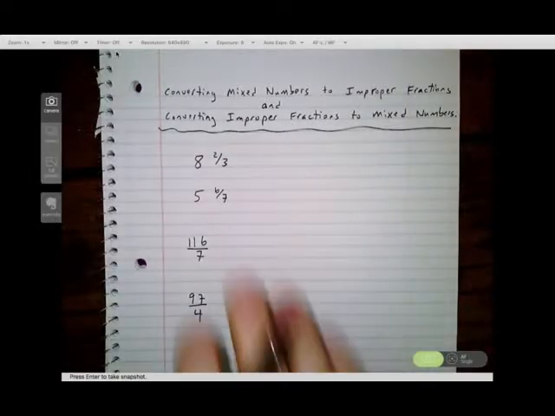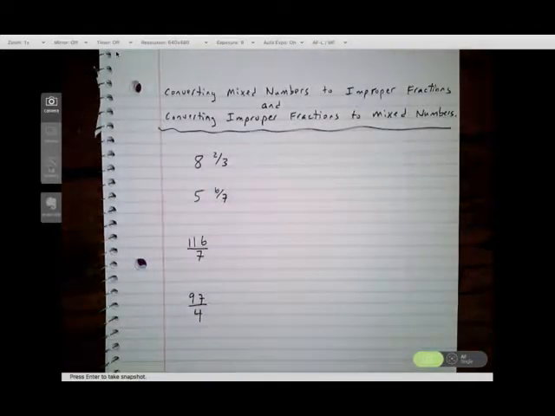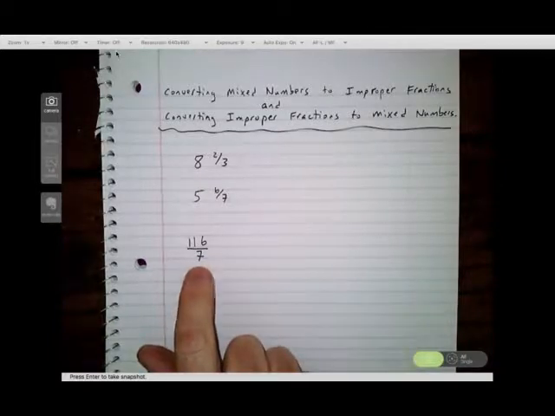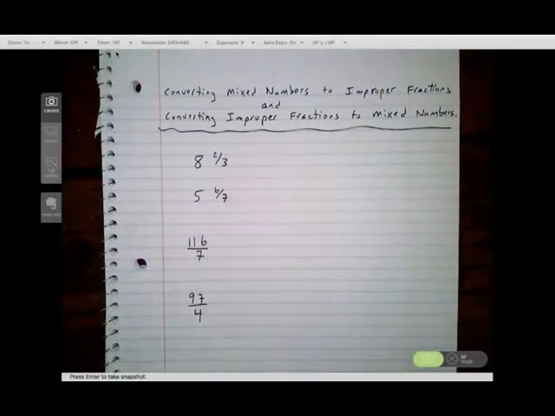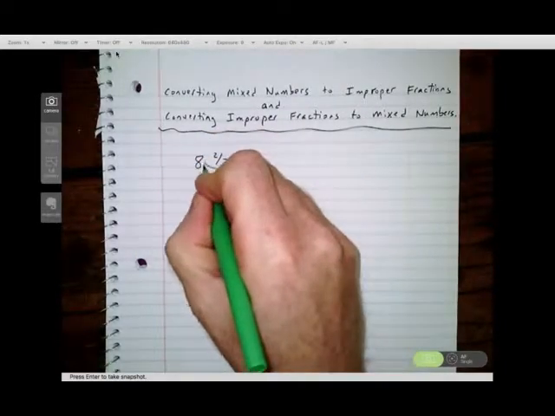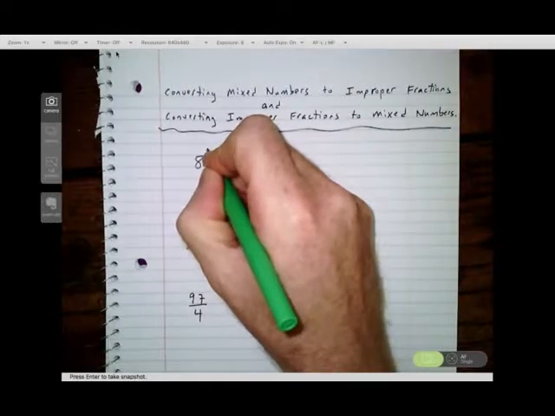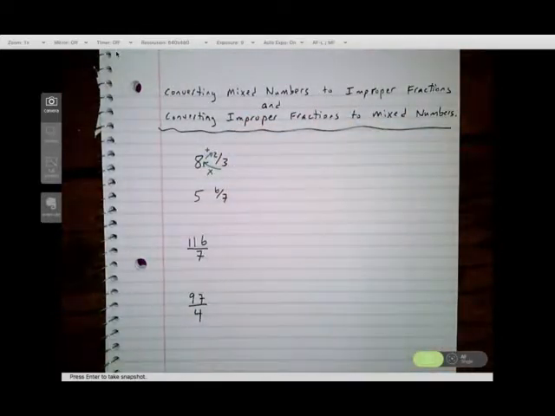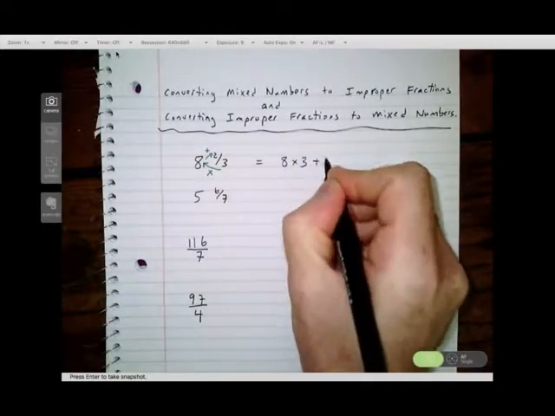Okay, so here's a mixed number. That's a whole number and a fraction stuck together. And the way we convert that into an improper fraction, which looks something like this, where the number on top is bigger than the number on the bottom, is we do this. We're going to times those together, and then we are going to add the number on top, the numerator, to that answer. Okay, so this is going to become 8 times 3 plus 2.